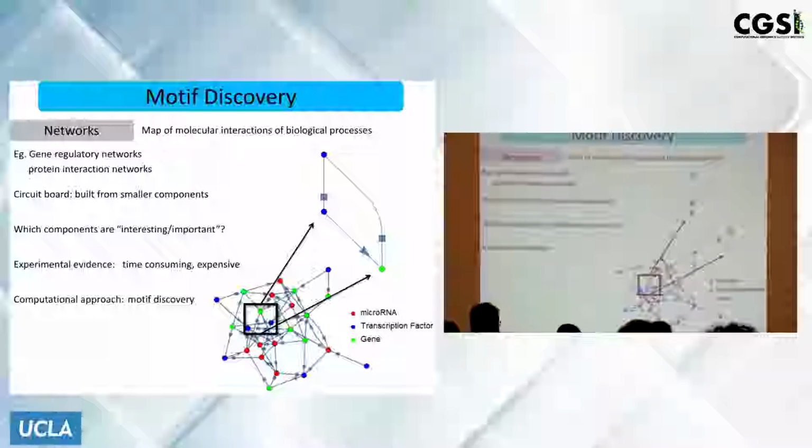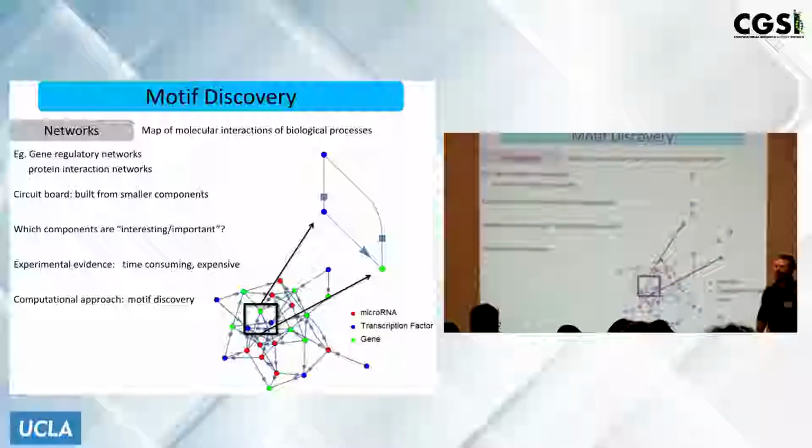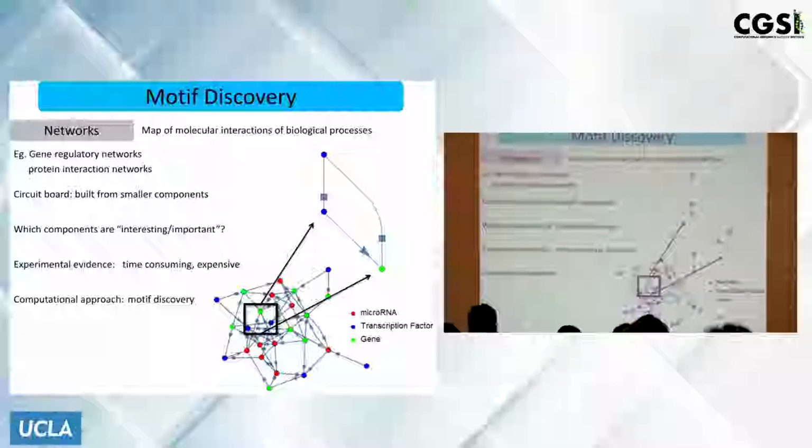Well, of course, you could do this experimentally. For example, you could design an experiment that attempts to modify one of these networks and see how that affects the system that you're studying. Unfortunately, this is really rather time-consuming and expensive to do. So typically what people do is a computational approach instead. The computational approach of discovering which one of these motifs is biologically interesting is called motif discovery.